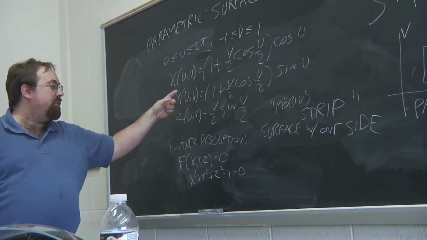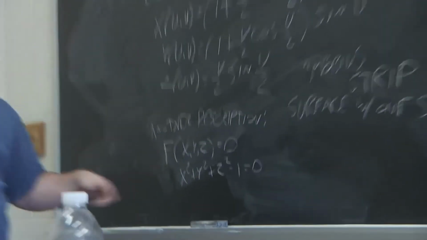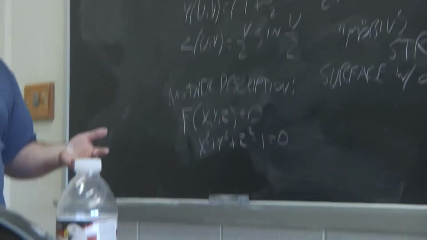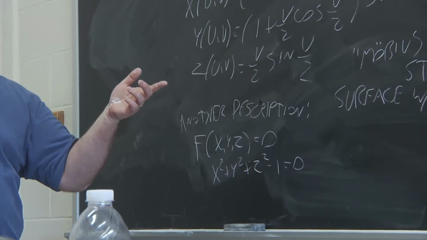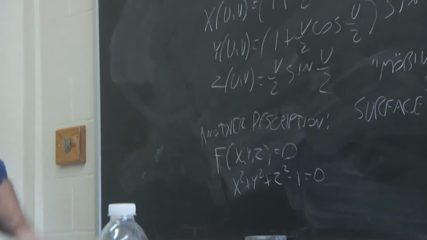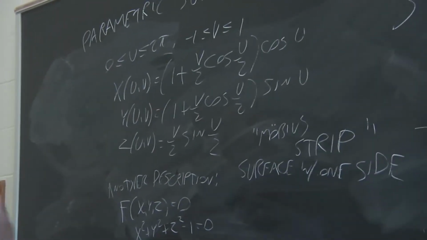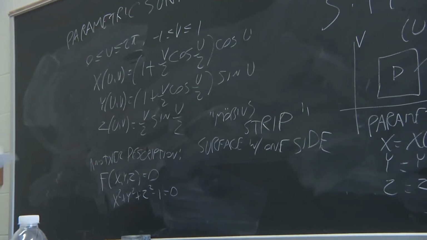We have parametric equations. You cannot come up with an equation f of x, y, z equals 0 that the Mobius strip satisfies, because of that non-orientability. You have to go parametric in that case. Okay.